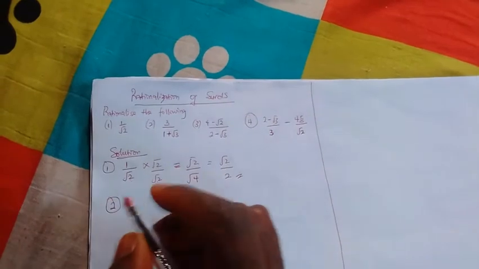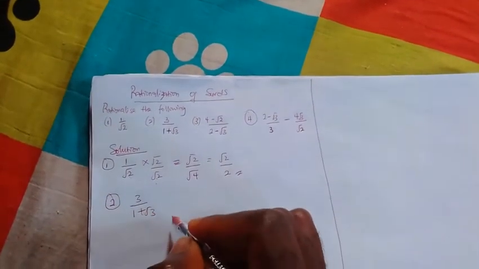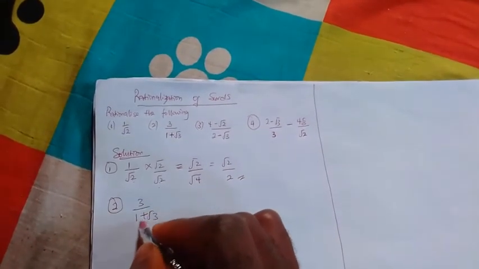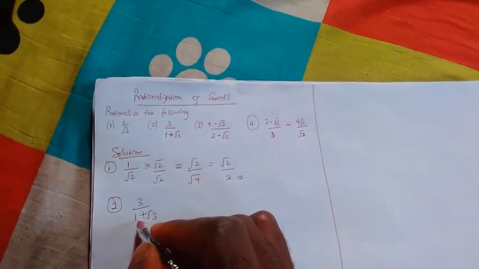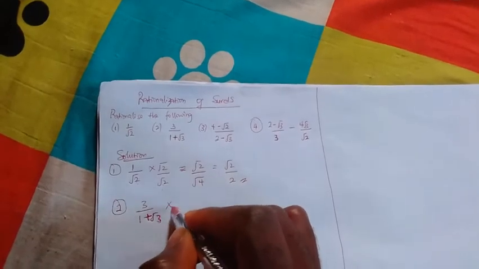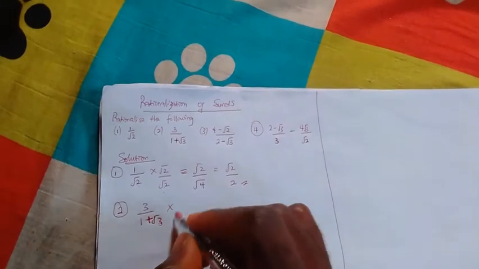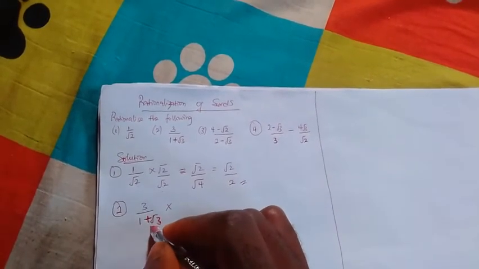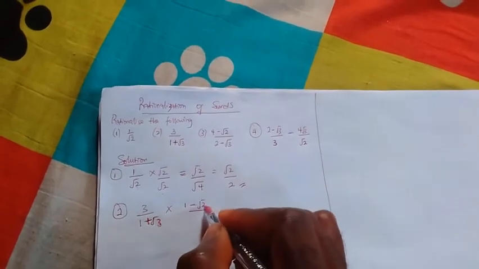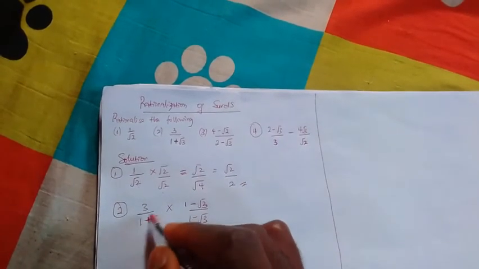Okay, so number 2, we are given 3 over 1 plus root 3. How will I solve this? In this case, our denominator is 1 plus root 3. How to rationalize this is by multiplying both the numerator and the denominator by the conjugate of the denominator. Now, what's the conjugate of this denominator?